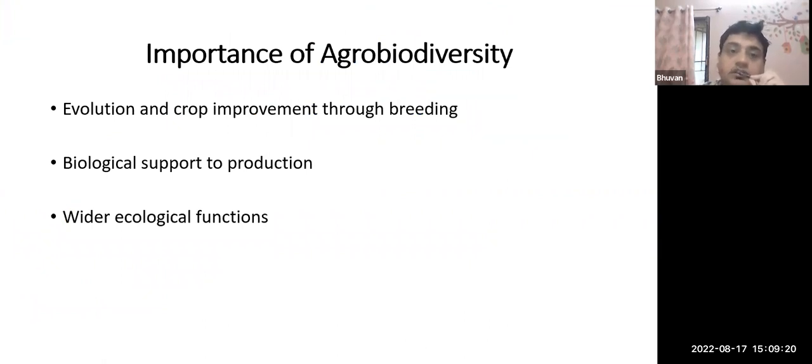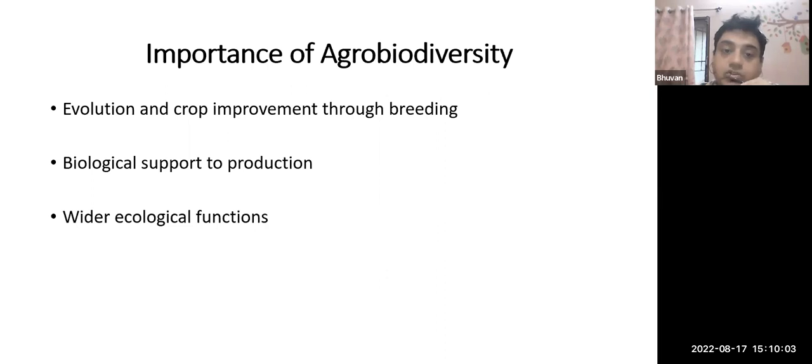In your previous sessions, you might have learned the role of agrobiodiversity. And once again, I'm just refreshing it: agrobiodiversity plays a major role in evolution and crop improvement through breeding purposes. There are many varieties of various crop plants, and these have evolved through cross breeding between the various varieties. So for evolution and crop improvement, whether we want to introduce disease resistant genes or drought tolerant genes into the newer varieties of our crop plants, the conservation of agrobiodiversity is very, very important.